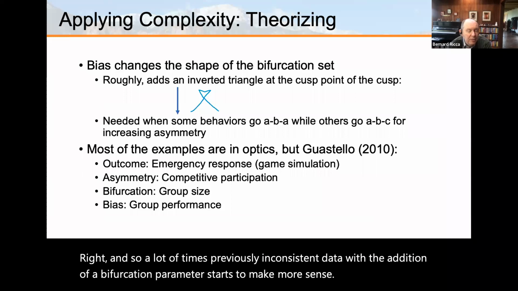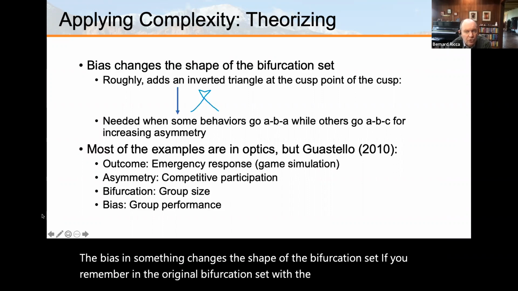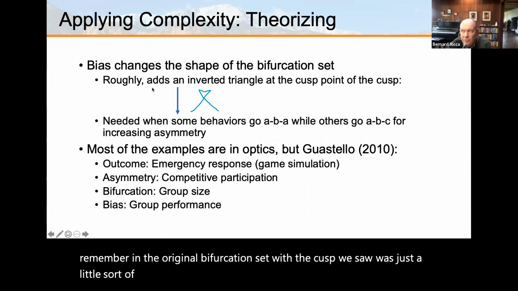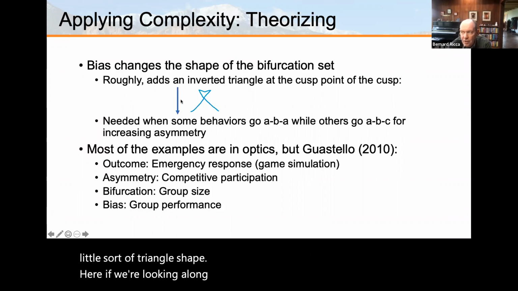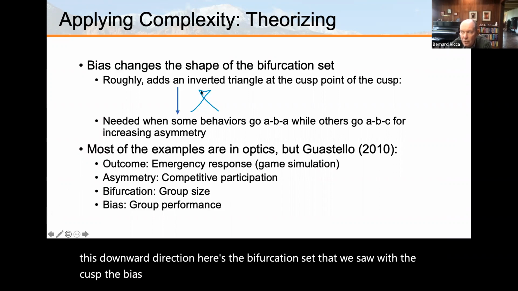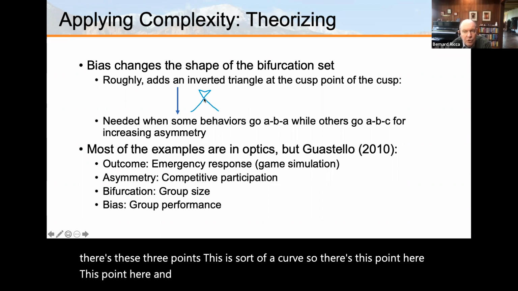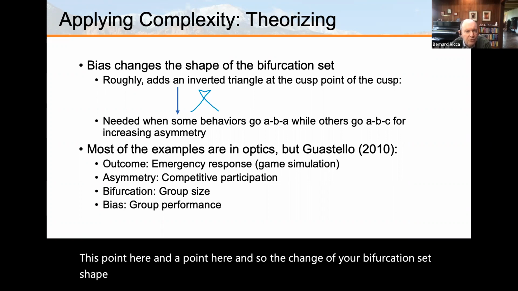The bias in something changes the shape of the bifurcation set. If you remember, in the original bifurcation set with the cusp, we saw just a little triangle shape. Here, if we're looking along the increase of the bifurcation parameters in this downward direction, here's the bifurcation set that we saw with the cusp. The bias adds essentially a little triangle above this. And so now there are these 3 points. This is sort of a curve. So there's this point here, and a point here. And so the change of your bifurcation set shape is what tips things off to this.